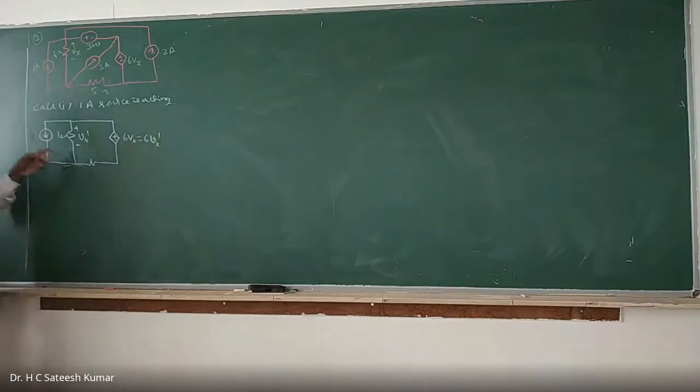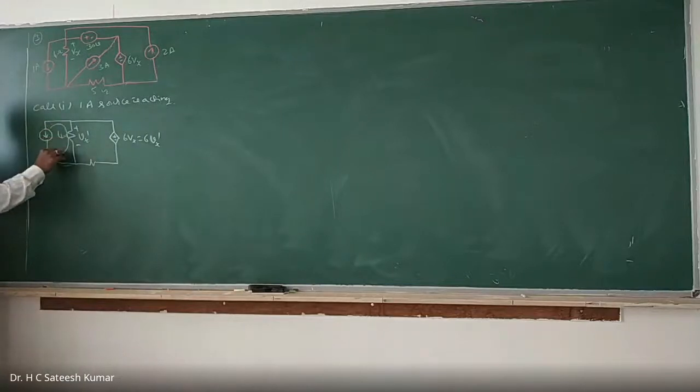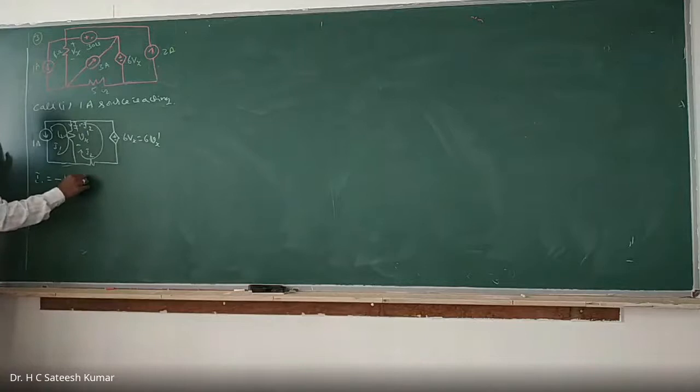Now you apply KVL. This is I1, this is I2. And this current is I1 minus I2. The current source is in the perimeter of the network. I1 is equal to, this is 1 amp now. I1 is going this way, the current is in the opposite direction. Therefore, I1 is equal to minus 1. This is equation number 1.